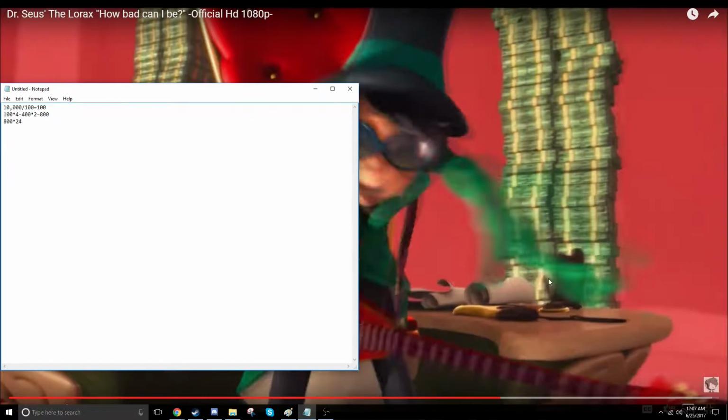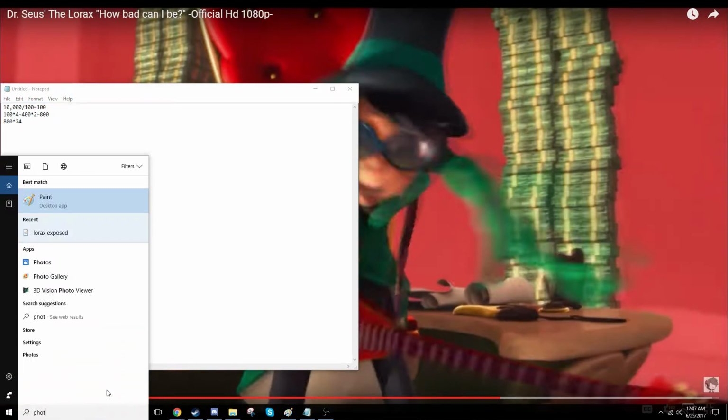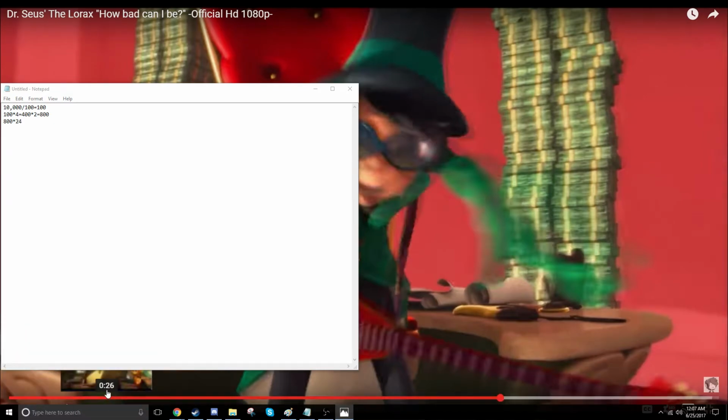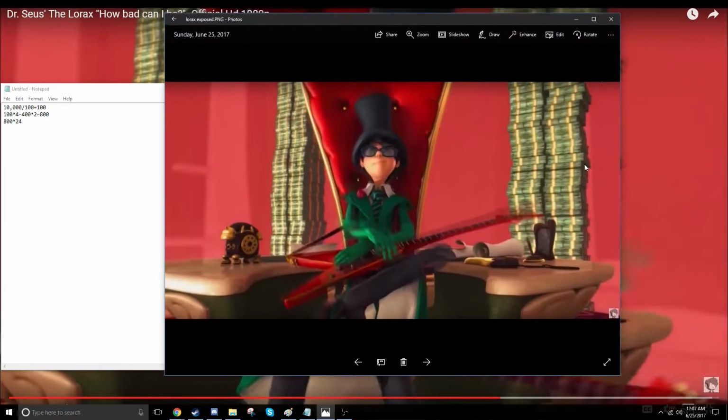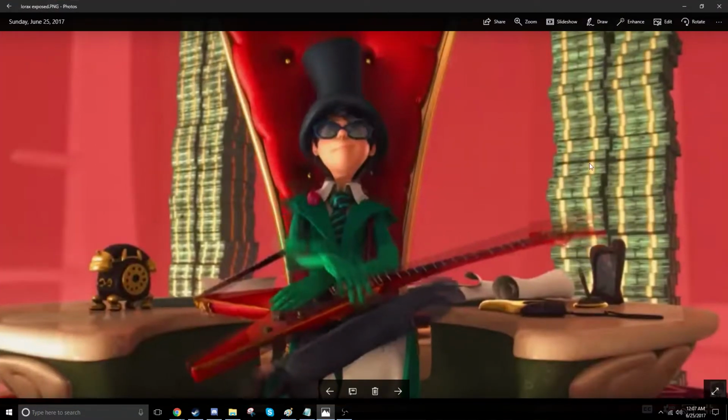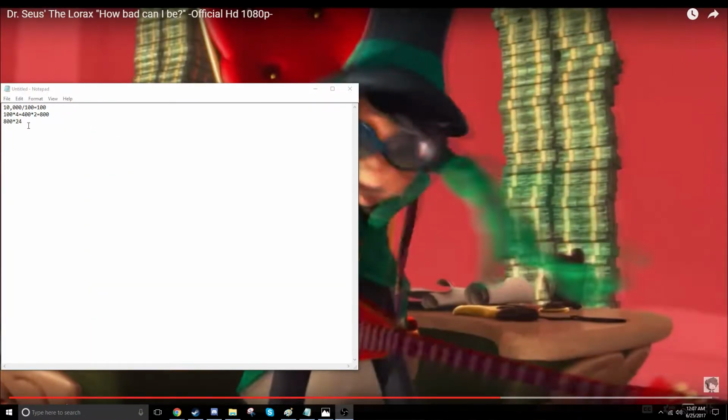Now, in this clip right here, you can count probably 24. I actually have a specific clip I used. I pulled a little screenshot, and I used this. And there are 24 of them. Just take my word for it. 800 times 24 is 19,200, okay? That little stack there.